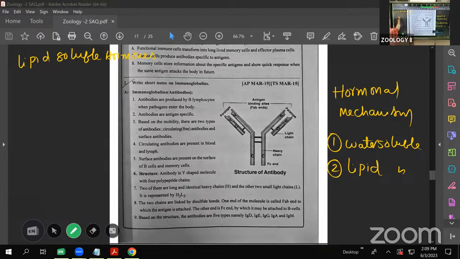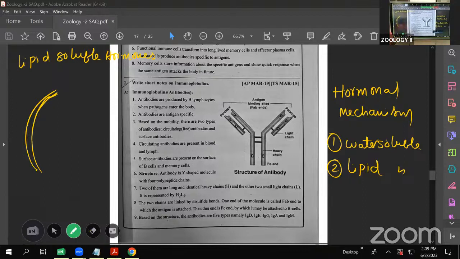For example, here it is the uterine wall. Inside it, the estrogen hormone acts. Estrogen hormone is a steroid hormone, also called a lipid hormone. Clear? How does this lipid hormone enter? It enters directly inside the cell.